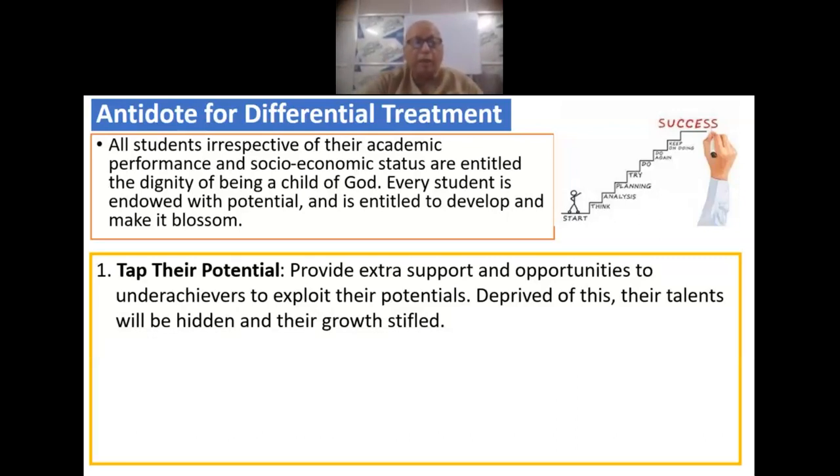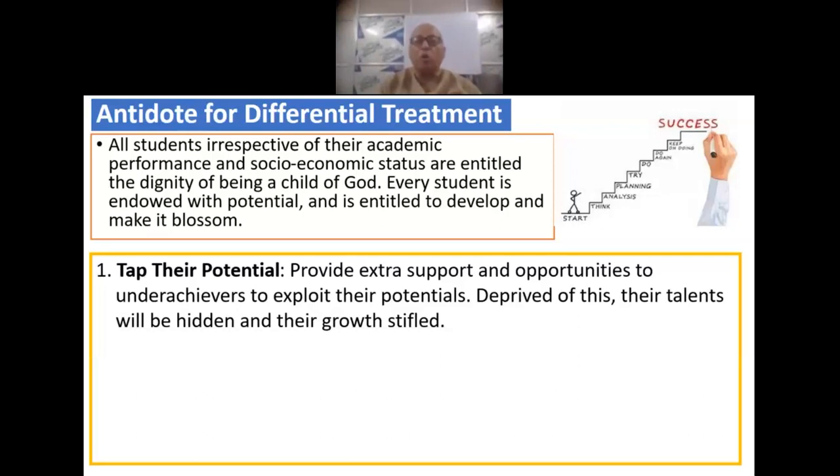We must make every student blossom. So my first thing, I give you 10 tips and you may note them. Tap their potential. Tapping the potential means by your extra support, by your encouragement. Give opportunities for underachievers. If you don't do this, their inner growth will be stifled.